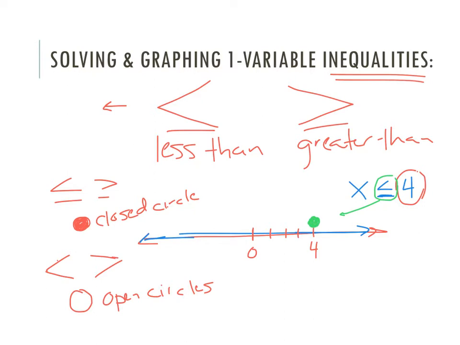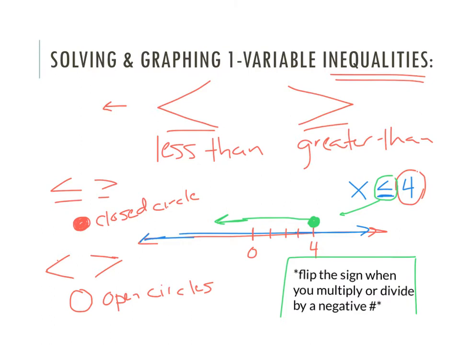And since it's less than on the number line, we would point the arrow to the left because those would all be the lesser values here. And so from that circle, we would point our arrow the direction of that inequality. So this is what the graph would look like for x less than or equal to 4. Another thing you got to remember is anytime you're dividing or multiplying by a negative number is that you want to flip the sign whenever you multiply or divide by a negative number in your expression.